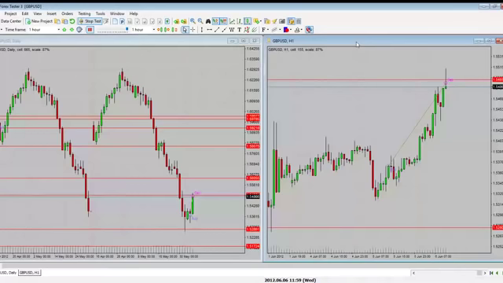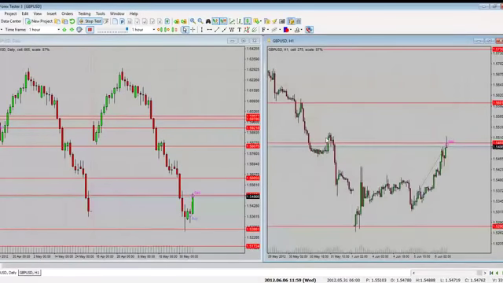So my bias after this candle close, this daily candle closes to the upside. So let's take a look. If we were to zoom out on our 1 hour chart, this is where we are.